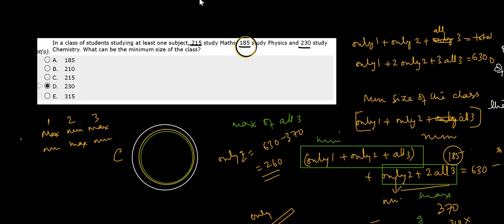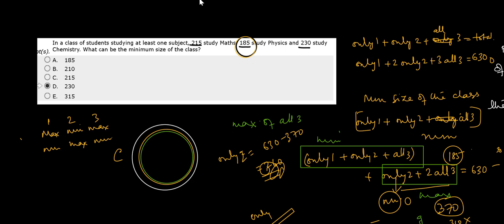Sorry, what am I doing? Very sorry. This is 185 into 2, 370. Fine. So only two minimum can be equal to zero, right? Yes. Only two minimum can be equal to zero.